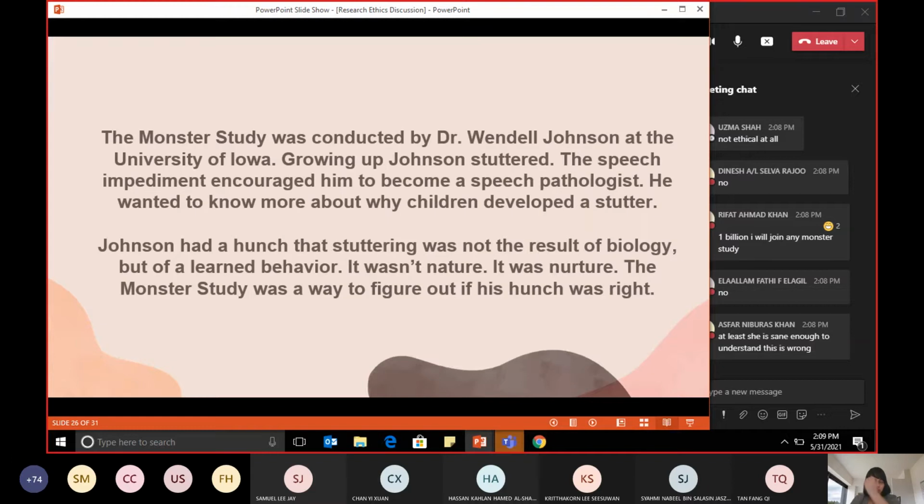And then what happened was, Dr. Wendell Johnson picked around 22 orphans, and he wanted to understand how children develop a stutter. But then she did not really design her own processes, and she did not really think about the consequences to the participants after the study.